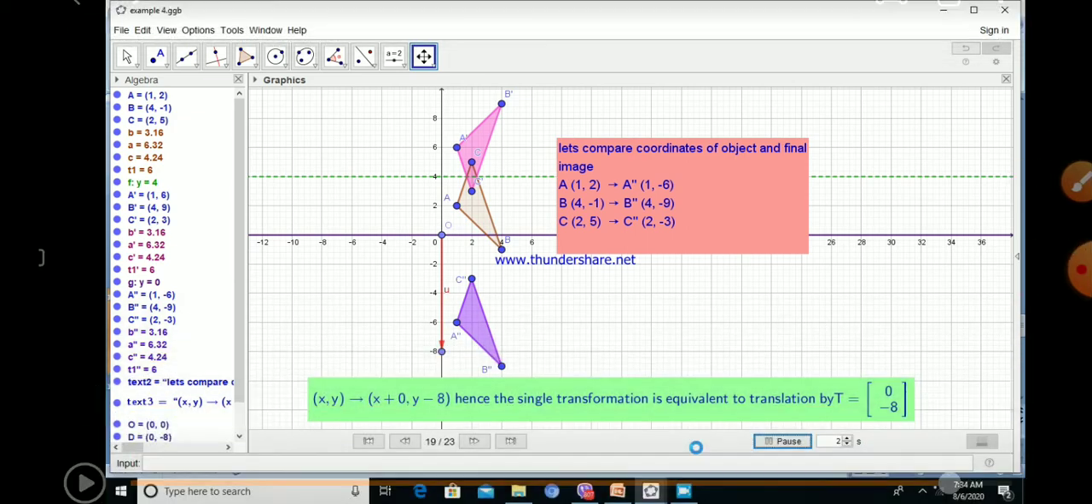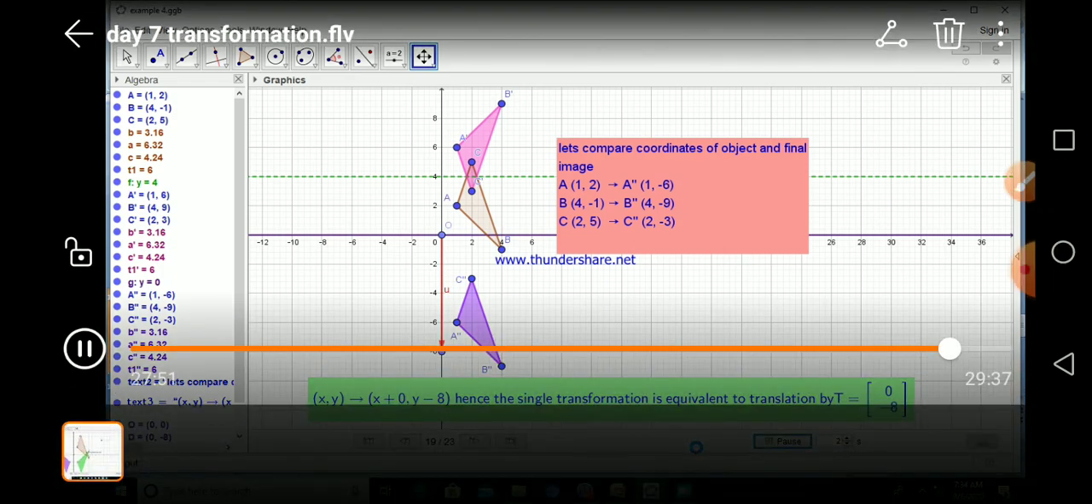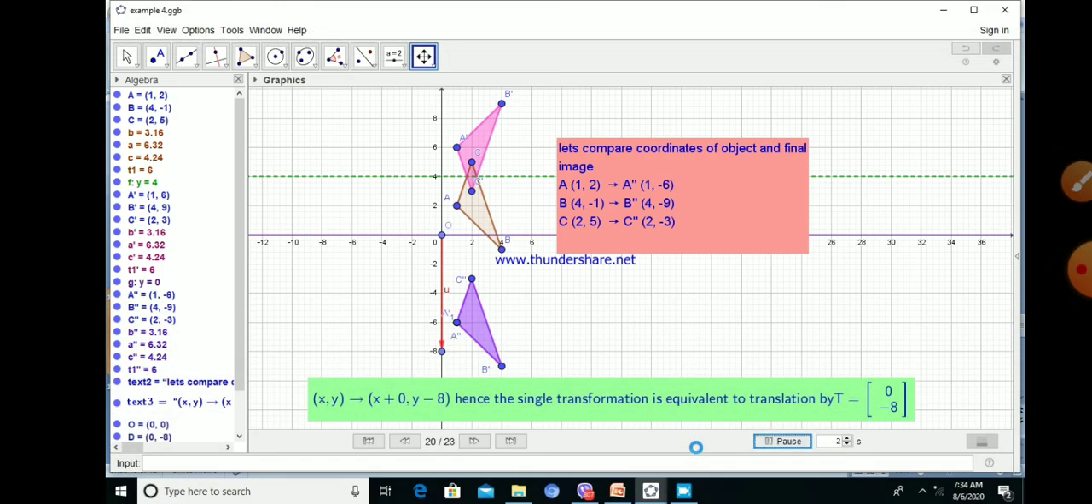So for that, here is one formula that I am exploring. In all three, there is no change in the x coordinate, but there is a change in the y coordinate. So what kind of change? Simply see here, it follows this rule: x plus 0 and y minus 8. Here also, these two combined transformations are equivalent to a translation.